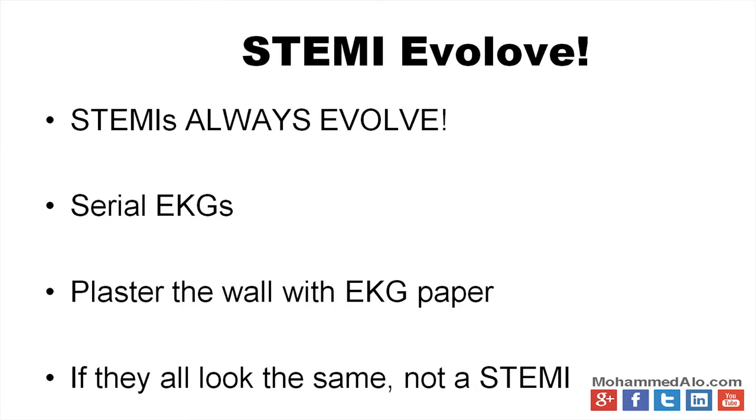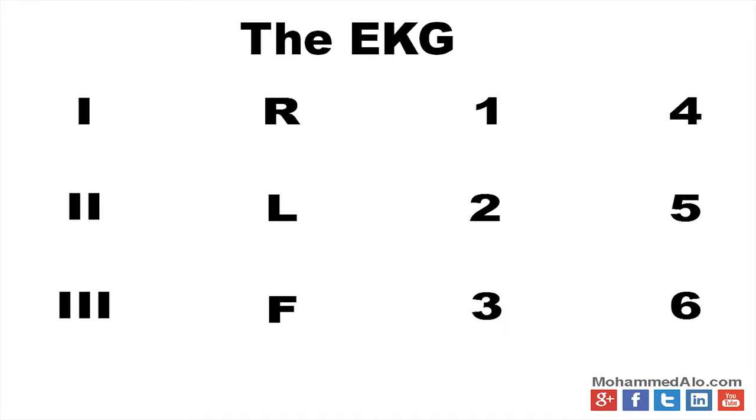So STEMIs evolve. I want to stress this, and I spelled it kind of wrong, but STEMIs always evolve. Keep getting EKGs if you're not sure. A guy comes in, he says, I have chest pain. You look at his EKG. How do you know if it's new or old? What if you had those ST elevations all along? Keep getting EKGs every 5 minutes. Plaster the walls with EKG paper. It's free. It's graph paper. Just do it. If they all look the same, the patient is not having an ST elevation MI.